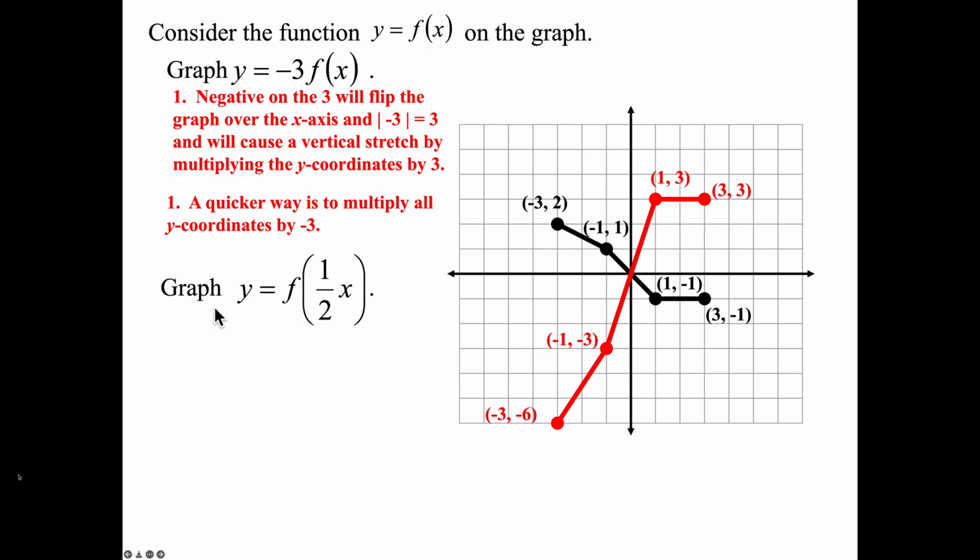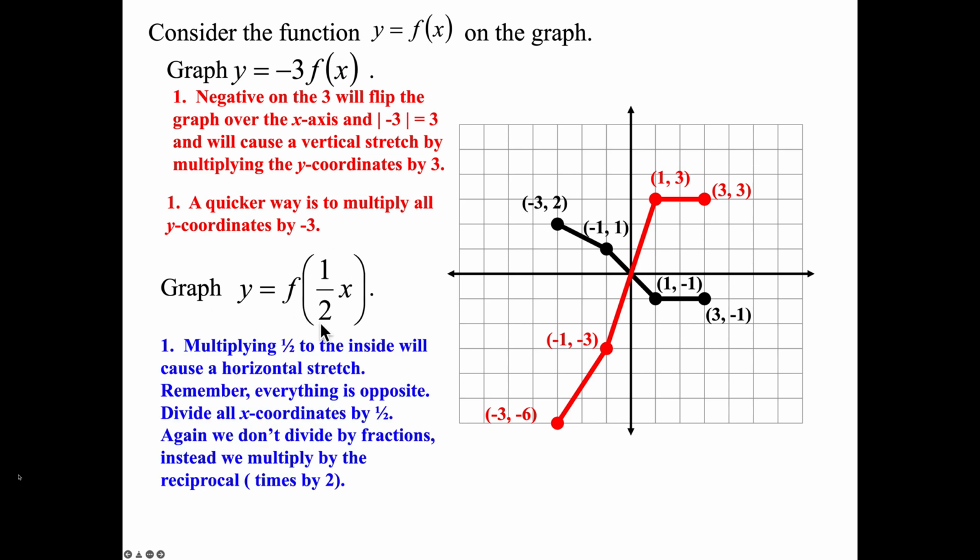Our next example, 1/2 times x. So again, inside the function is an opposite effect. We could say we're multiplying by a half, so this is going to be a horizontal stretch. It's inside the function, so it's going to change your x's, that's horizontally changing. 1/2 is somewhere between 0 and 1. So that's a horizontal stretch.